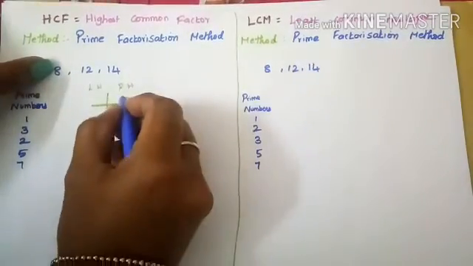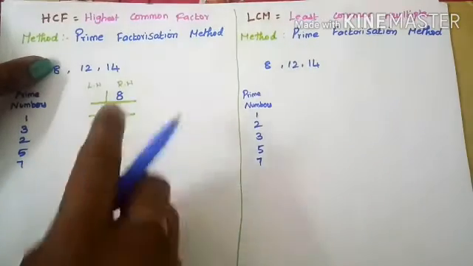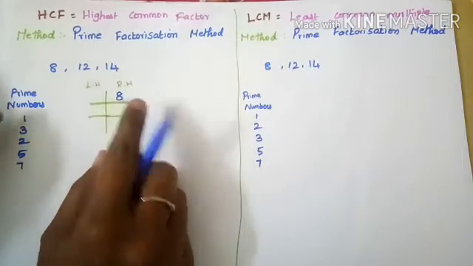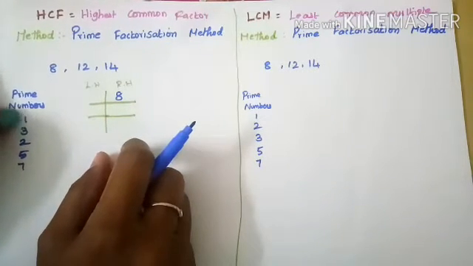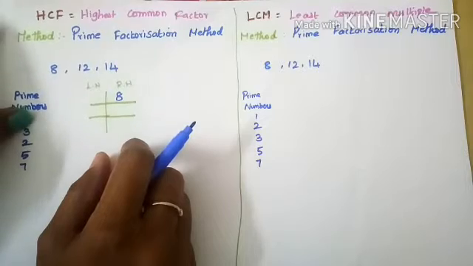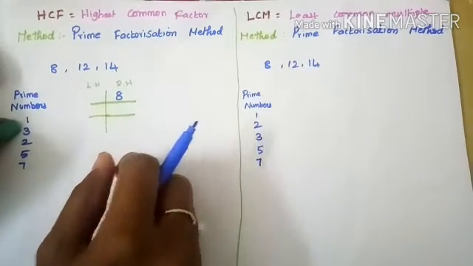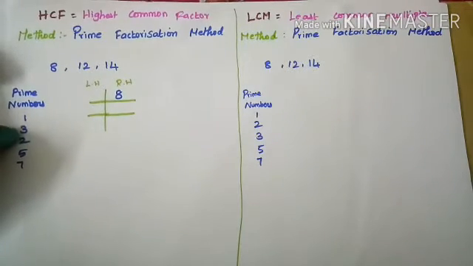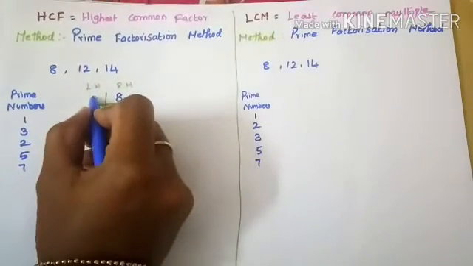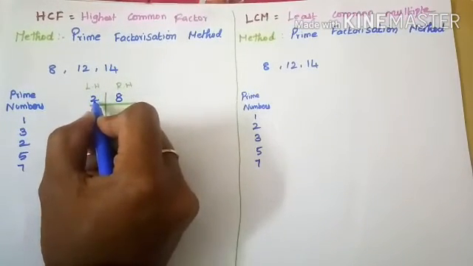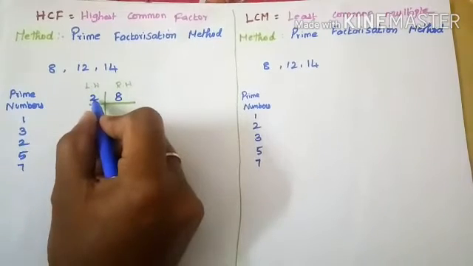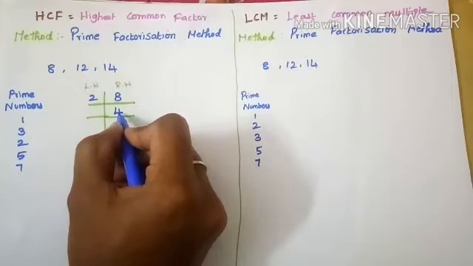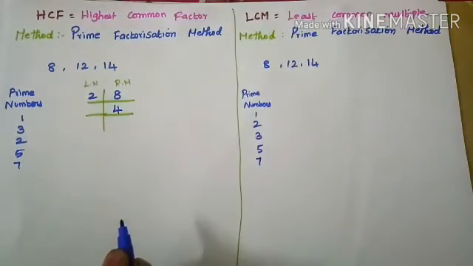What is the first number? 8. I write 8 here. So 8 is easily divided by which table? 1 table, it's a common number, so we are not going to take the 1. 3 table? No. 2 table? Yes. So 8 is easily divided by 2 table. So we write 2 here, left hand side, write the prime number 2. So how many times? Write it in the down box. 4 2s are 8. Got it?